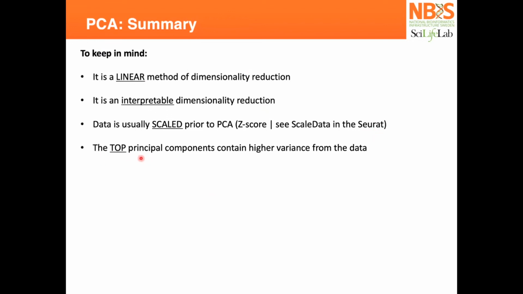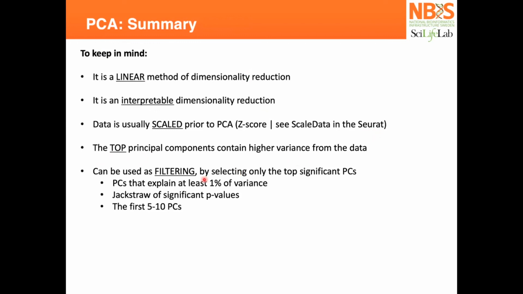The top principal components usually contain the highest variance, as I mentioned. And then you can use that for filtering. So use the PCs that explain 1% of the variance, or use Jackstraw to test if that principal component is actually more significant than a null model. Seurat has also this implementation, but it's very slow for big data sets. Or you can also just select how many principal components you want. So here it's just an example, 5 and 10, but this is very, very low. So I would recommend 20 to 50 or more.